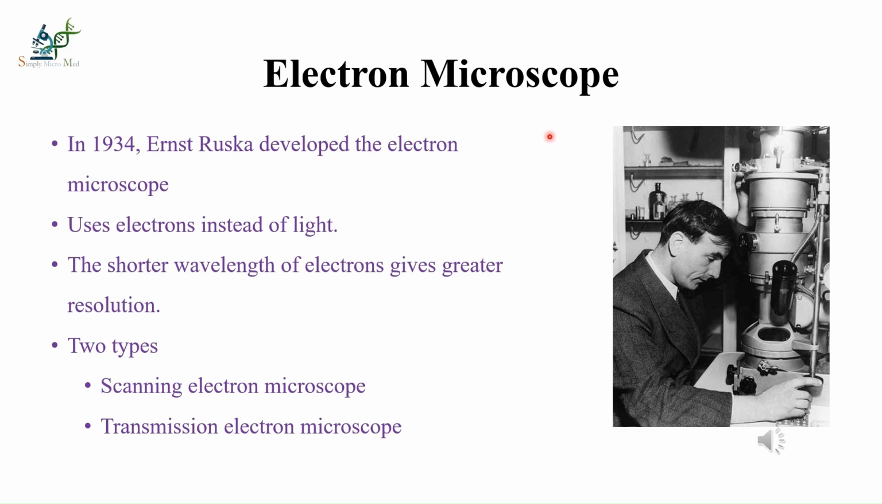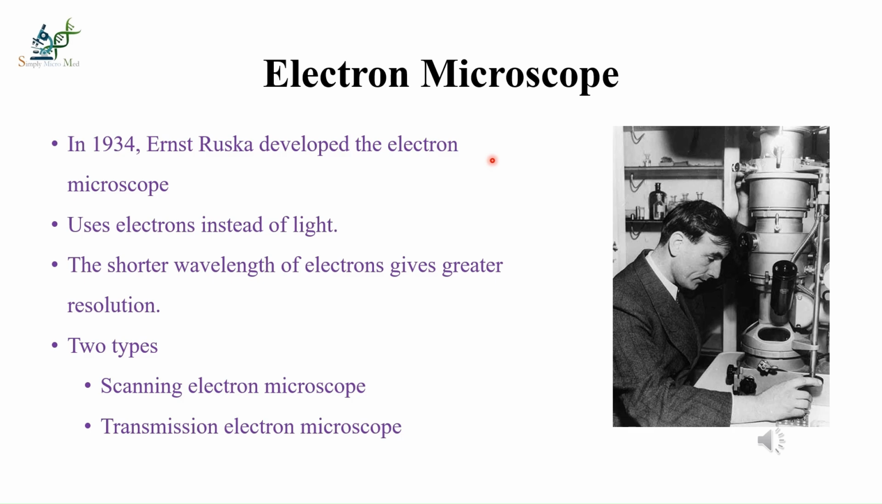Electron microscope. In 1934, Ernest Ruska developed the electron microscope. By this electron microscope, very tiny particles, mainly viruses, can be observed. Because viruses are very, very tiny organisms, they are measured in nanometers when compared to bacteria. Bacteria are measured in microns or micrometers.